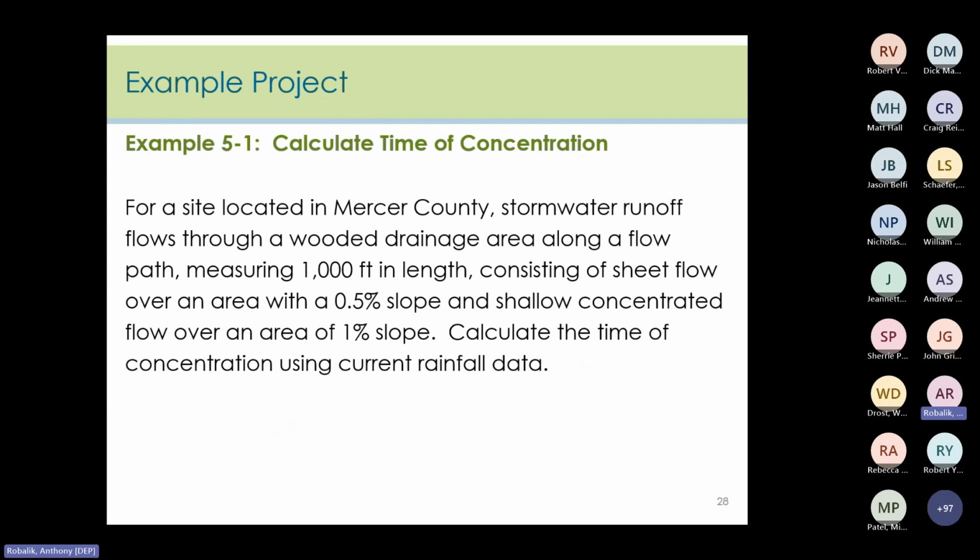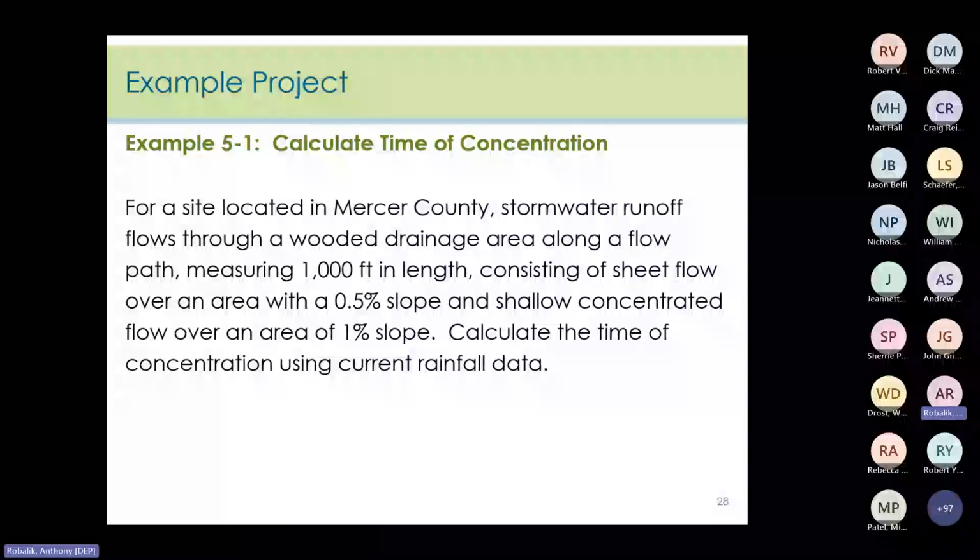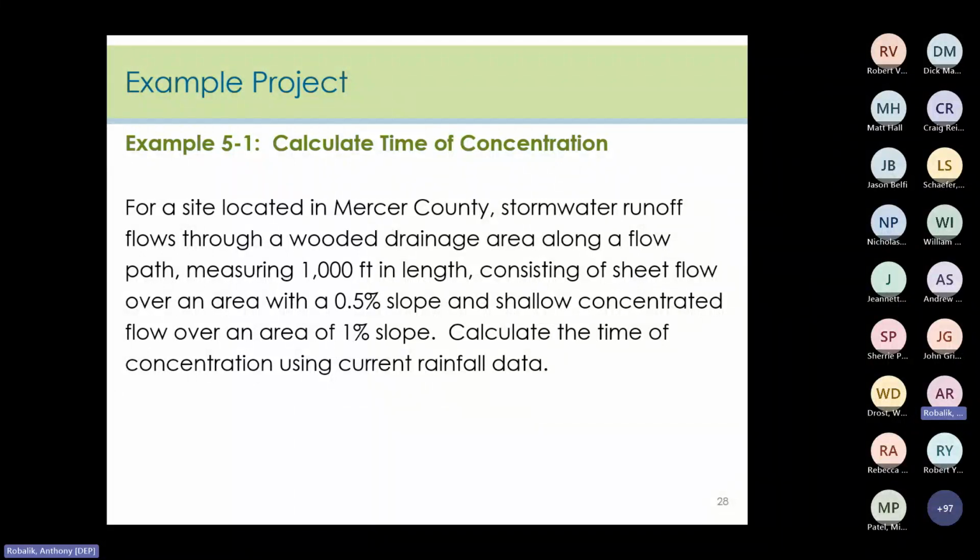So now let's work through an example for calculating the time of concentration. This is an example from our BMP manual. Problem statement: for a site located in Mercer County, stormwater runoff flows through a wooded drainage area along a flow path measuring 1,000 feet in length, consisting of sheet flow over an area with a half percent slope and shallow concentrated flow over an area with a 1% slope. It's asking us to calculate the time of concentration using current rainfall data.